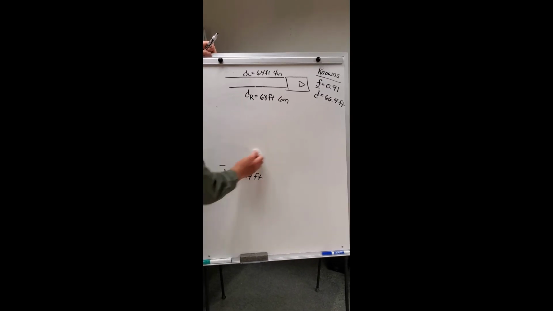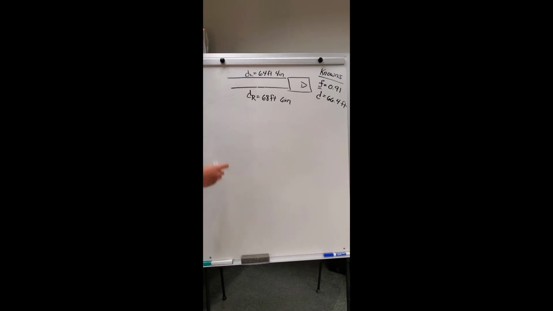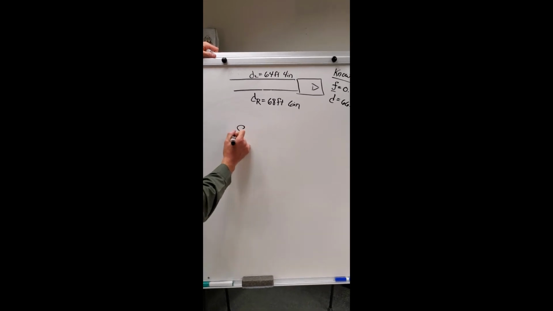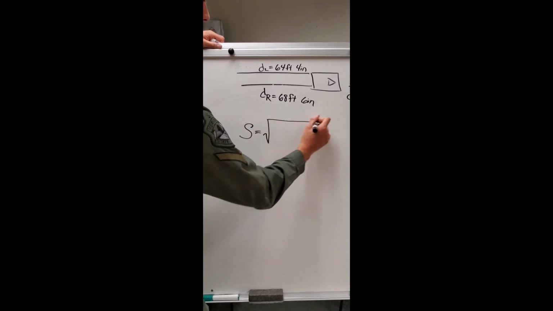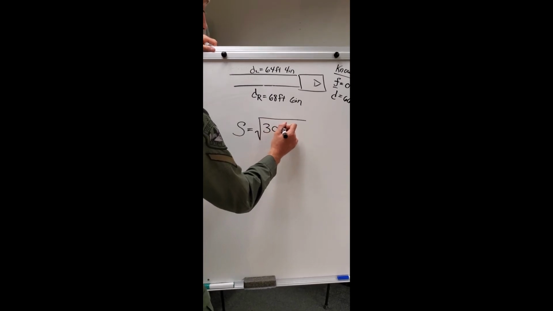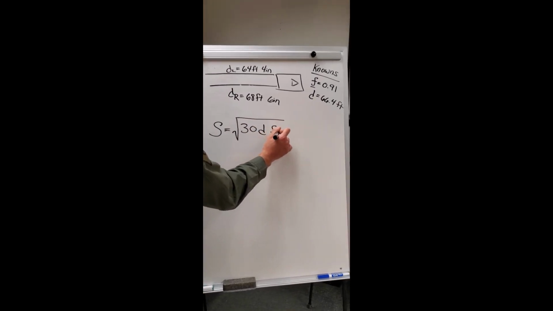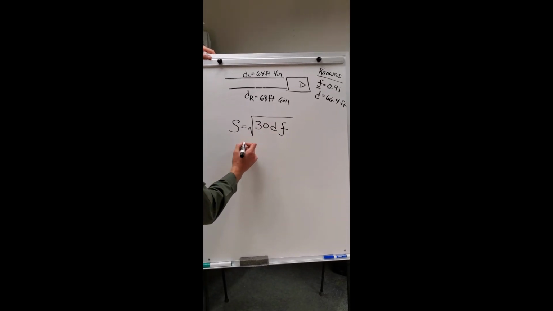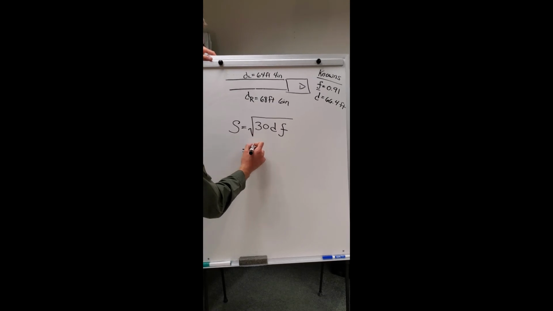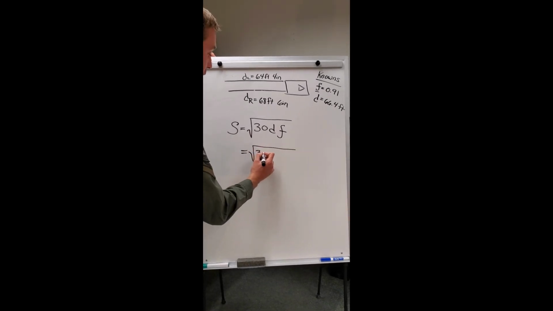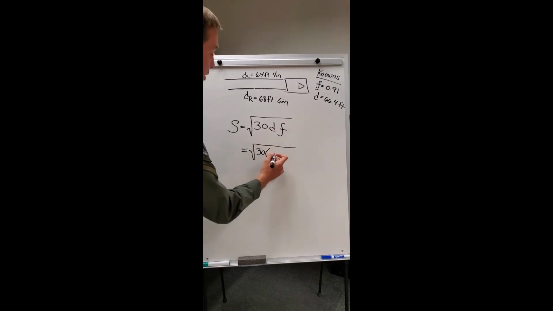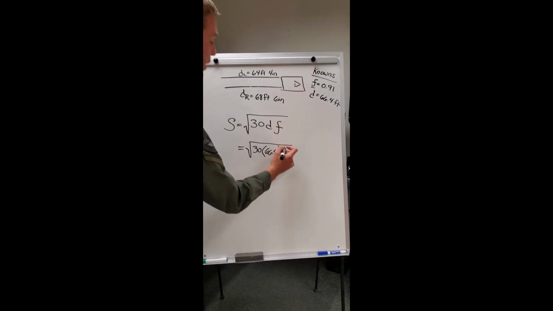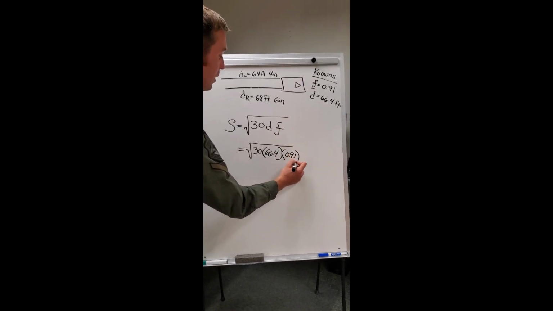So let's erase the stuff that we have down here. As we discussed early on when we were opening up this segment, speed is equal to the square root of 30 times the distance times the coefficient of friction. We don't know S, but we know D and F, so let's calculate it now. The speed is equal to the square root of 30 times the average distance, which is 66.4, times the coefficient of friction, which we calculated, 0.91.